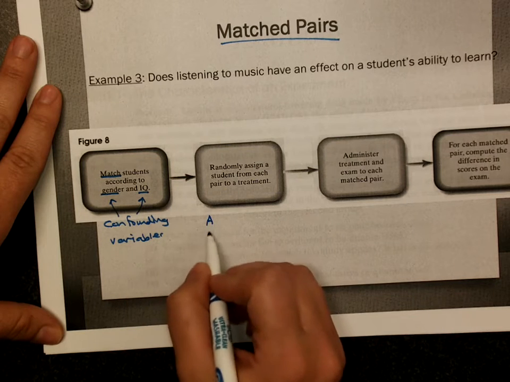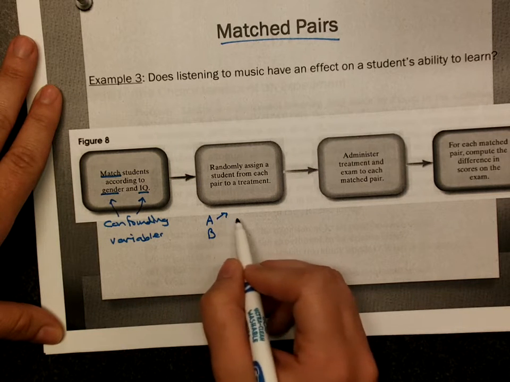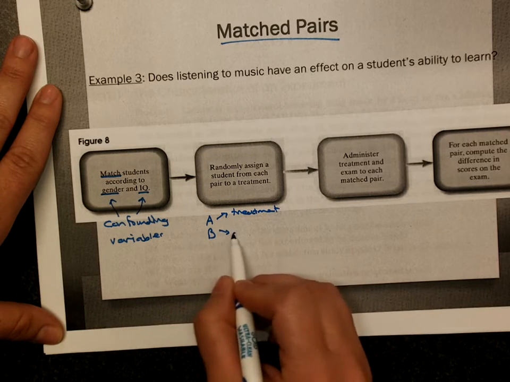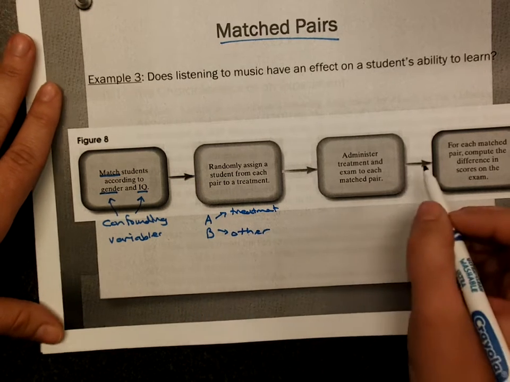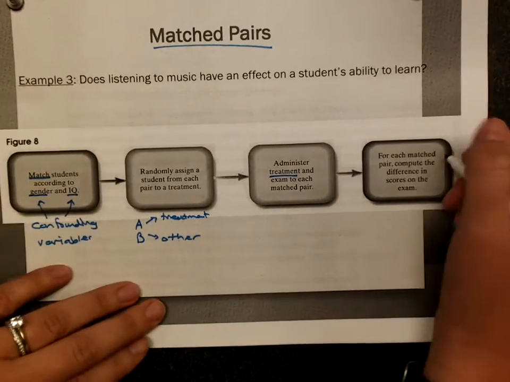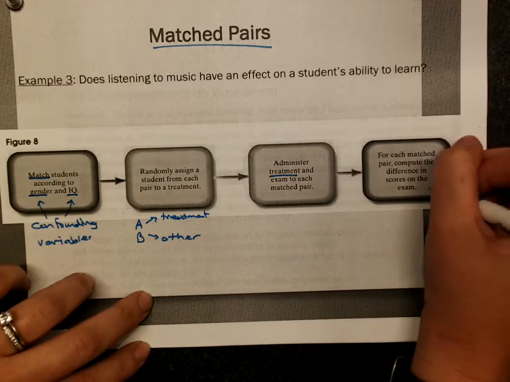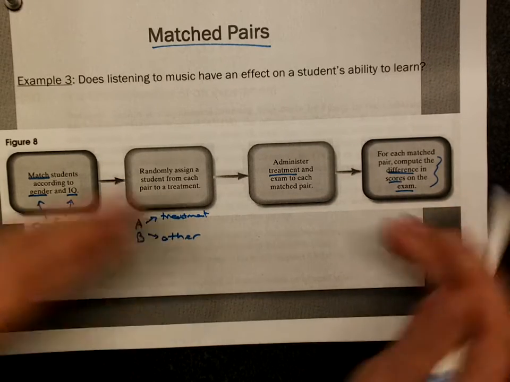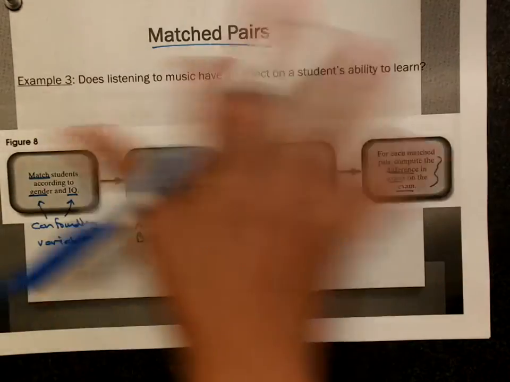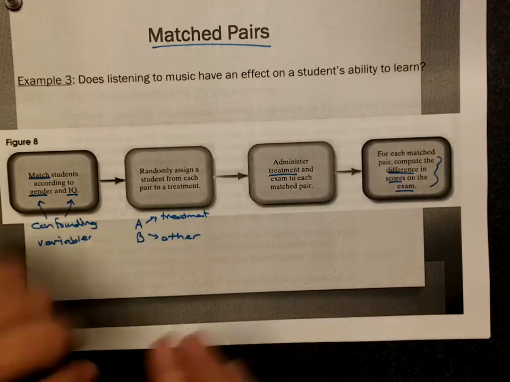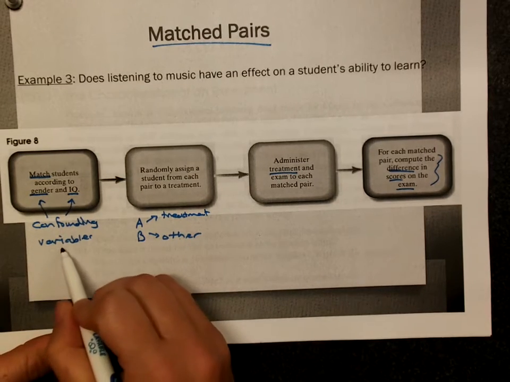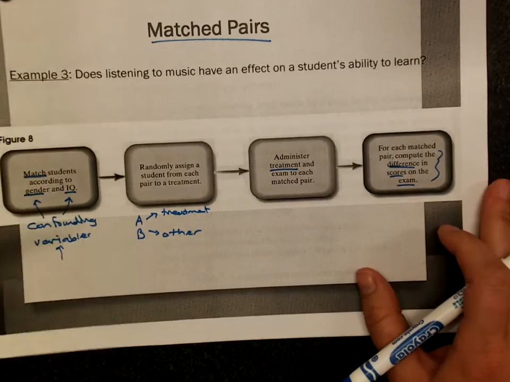So student A and B are paired up. One gets one treatment and one gets the other. So they assign that treatment to the matched pair, and then for the matched pair, they look at the difference in the scores on the exam. So together as a pair, they compare the results. They don't compare for everybody, it's just in that matched pair. This is a very specific type of running an experiment to really control for those confounding variables.